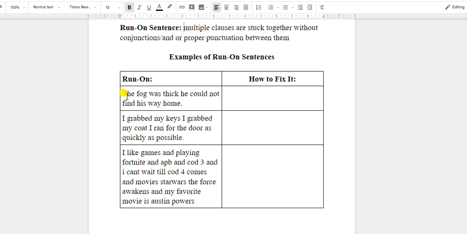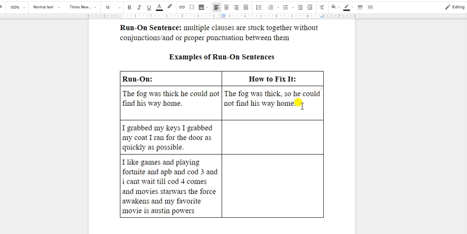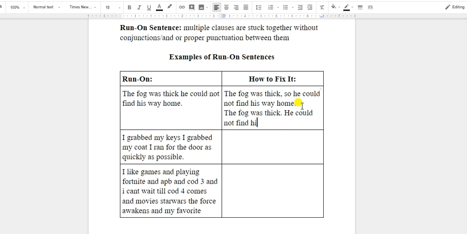The first example says, the fog was thick, he could not find his way home. Okay, how could we fix this one? Well, it's not going to be too difficult. The fog was thick, comma, so he could not find his way home. That's one way I could fix it. Here's another way I could fix it. The fog was thick, period. He could not find his way home. So one way I could fix it would be by throwing a conjunction in between it.